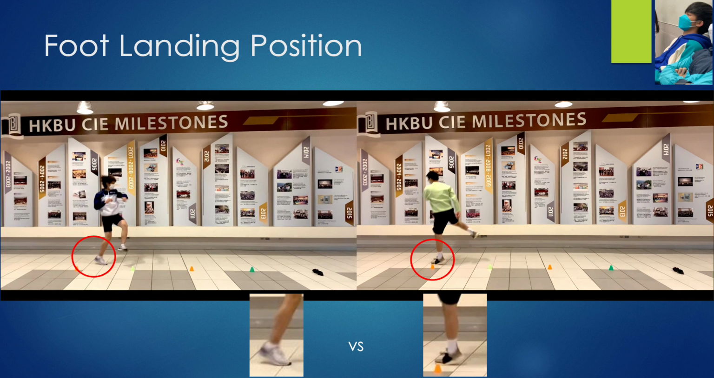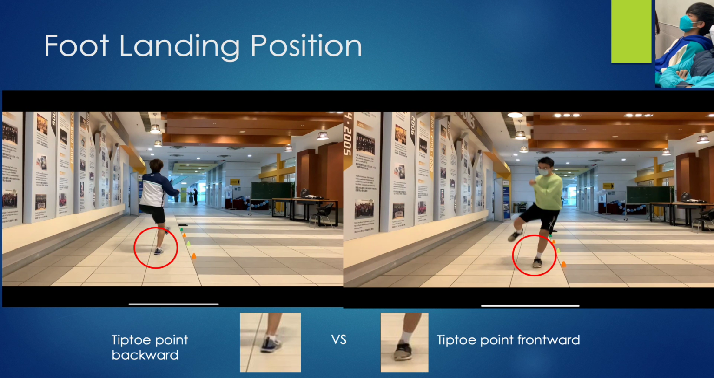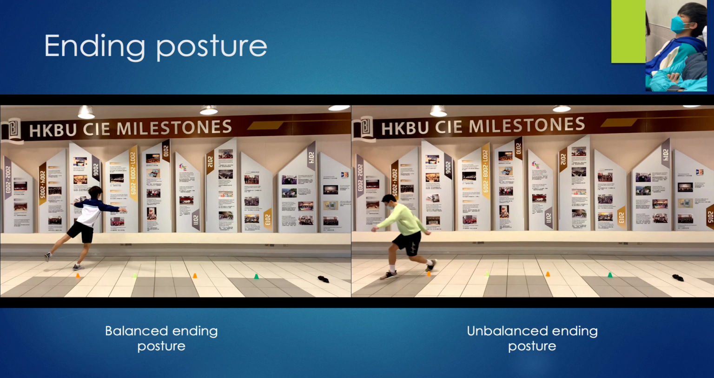So let's study the foot landing position. We can see that it has obvious differences: one of them lands backwards while the other lands forwards. The landing direction strongly affects the ending posture. We can see that Wayne has a balanced ending posture with two arms wide open and standing with one leg facing backwards. Oppositely, Cash lost his balance while landing, so he couldn't even finish his ending pose.